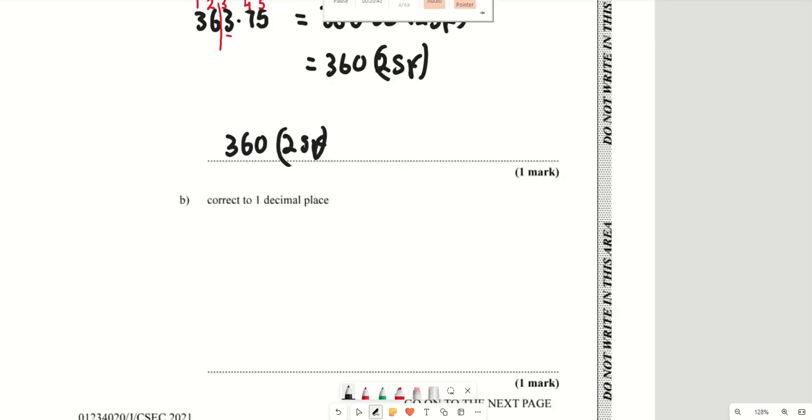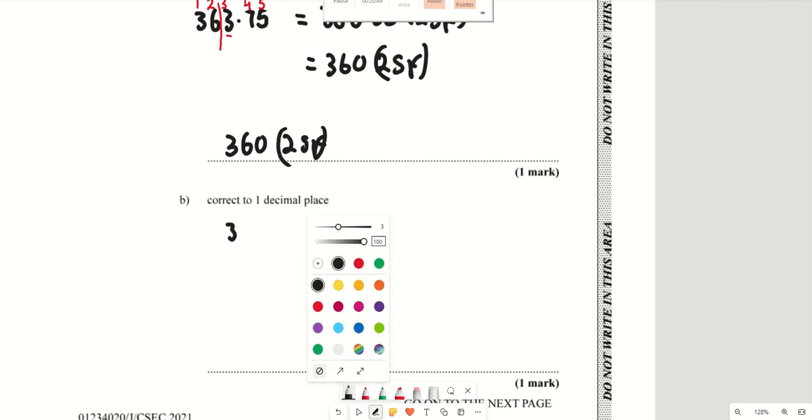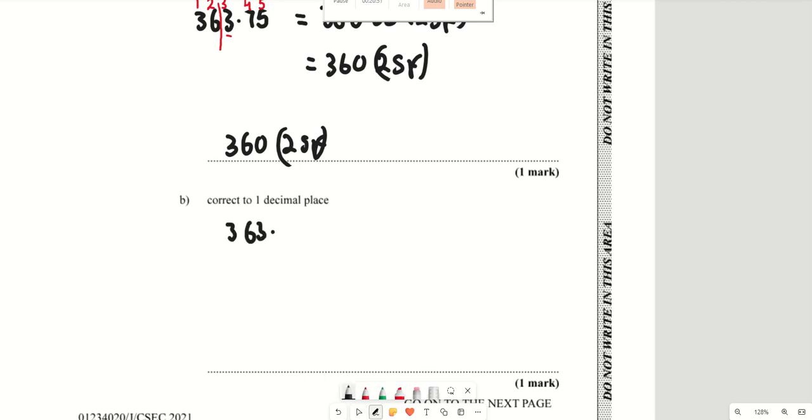The last one is decimal places. The next one says 363.75. Now they said to one decimal place. That means the number of places after your decimal point. This little dot here is your decimal point, so this would be 1 and this is 2.